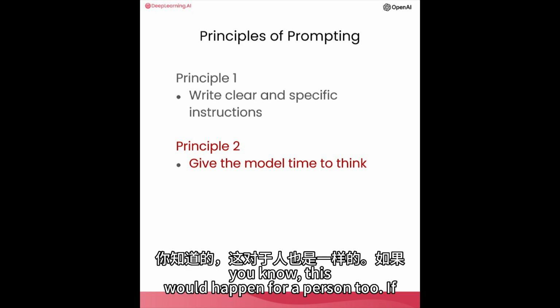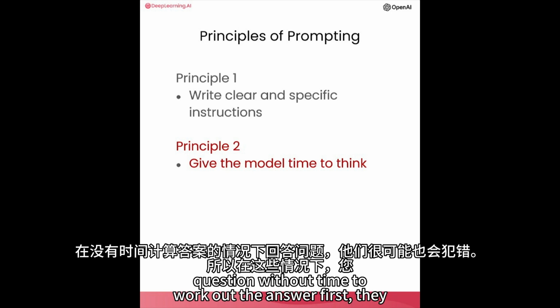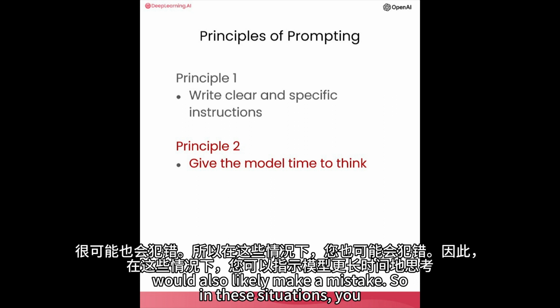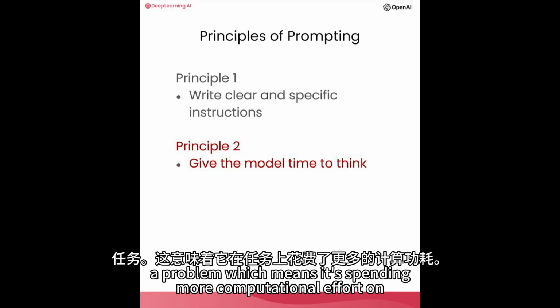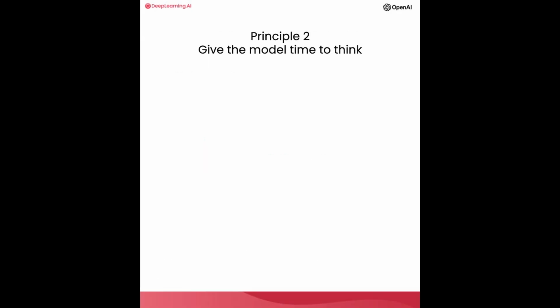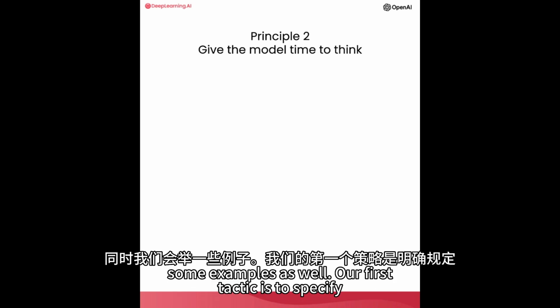And this would happen for a person too. If you ask someone to complete a complex math question without time to work out the answer first, they would also likely make a mistake. So in these situations, you can instruct the model to think longer about a problem, which means it's spending more computational effort on the task. So now we'll go over some tactics for the second principle, and we'll do some examples as well.